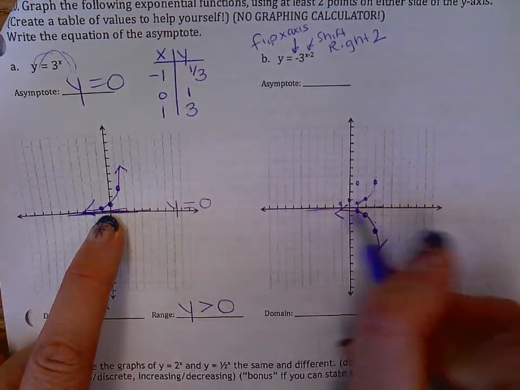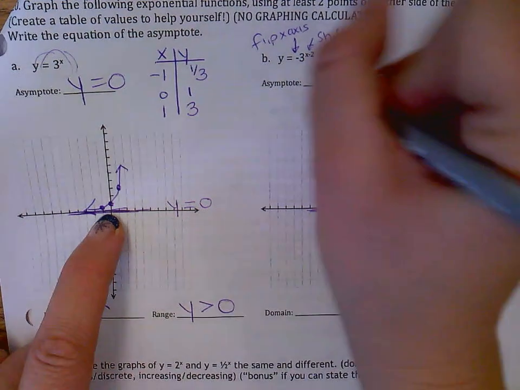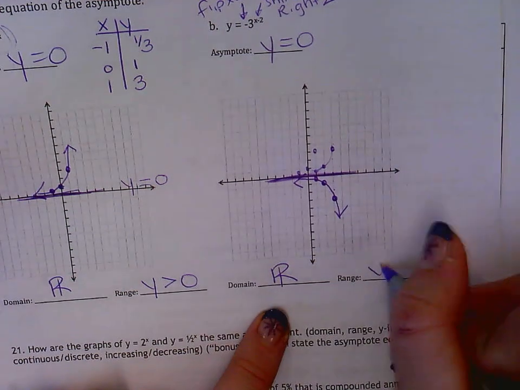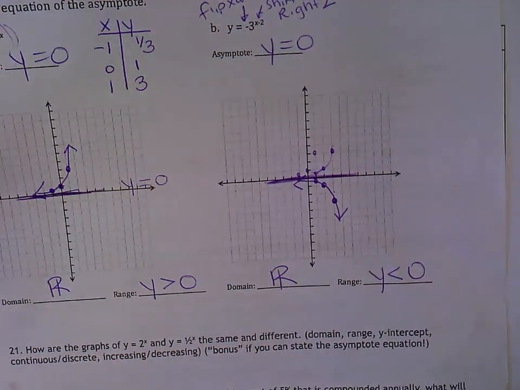So my asymptote is still right here in the middle at y equals 0. My domain is still all real numbers, but now my range is that y is less than 0.